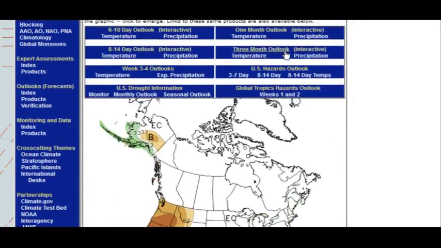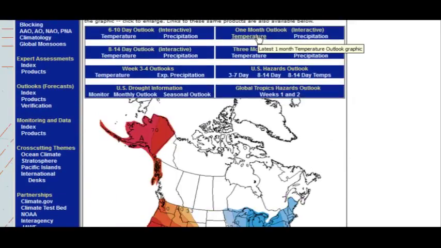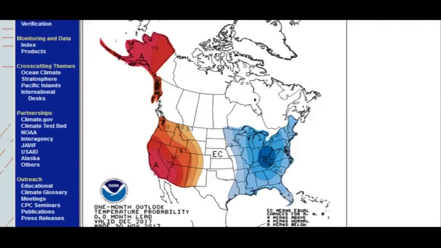Let's take a look at the 1 month outlook. This is temperature, so we're looking at warm in the west and cold in the east. So that indicates a prevailing jet stream pattern, kind of like that right there.